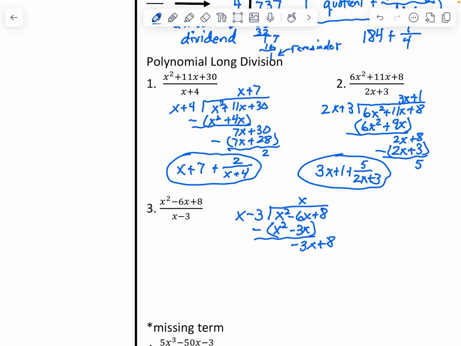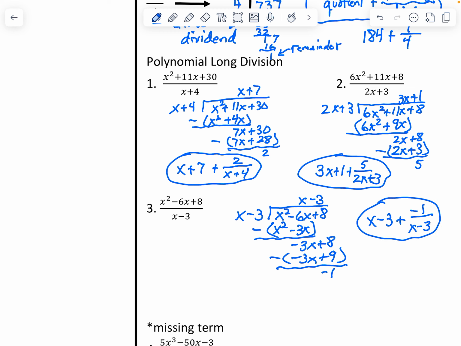X times what gives me negative 3x? That's a negative 3. So negative 3x, and negative 3 times negative 3 is a plus 9. We're going to subtract that. Negative 3x plus 3x, because minus a negative, will be no x's, 0x. And then 8 minus 9 is equal to negative 1. So our final answer will be the quotient, x minus 3, plus the remainder, negative 1, over the divisor, x minus 3.